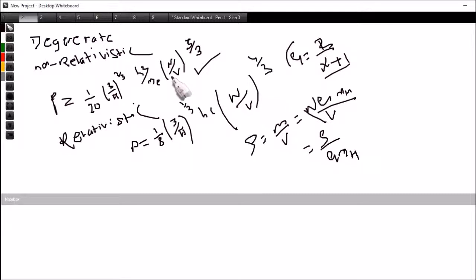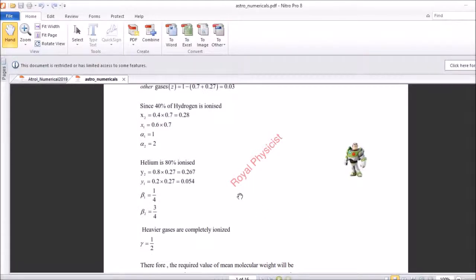Non-relativistic case, okay, and then you just need to take the ratio of both two, then you will get the required answer. Okay, so this is how you can do it. Now let's look at another numerical, another second type of question.